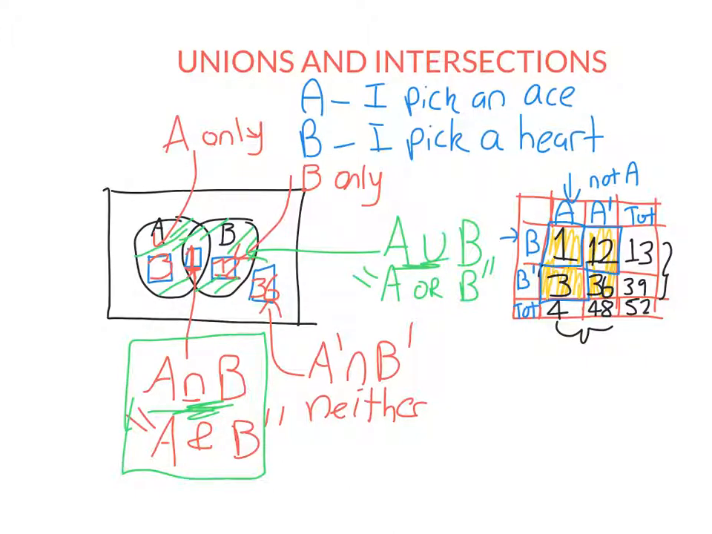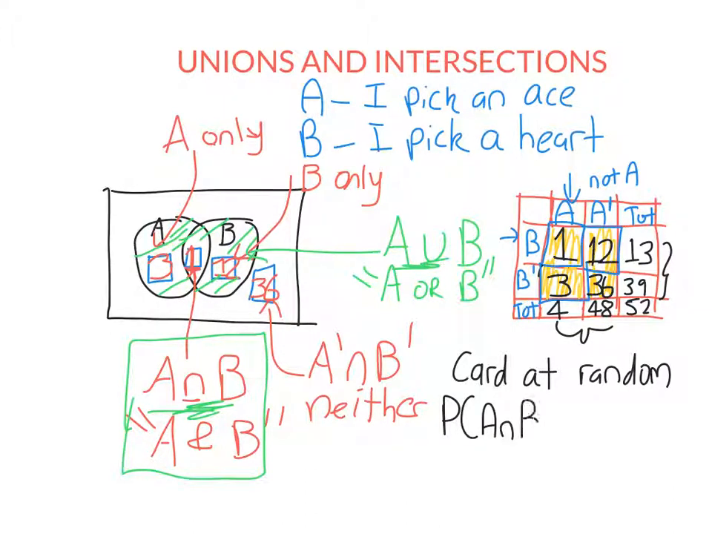So let's say I pick a card at random. So it has to be at random, otherwise we can't figure out its probability. So what is the probability of this, which is A and B? So that's saying, what's the probability I pick a card that's an ace and also a heart? We see there is one of those out of 52 in total. So that's pretty simple. So what would be the probability of A union B? What's the probability of their union? So remember, that's saying what's the probability the card is an ace, is a heart, or is both?